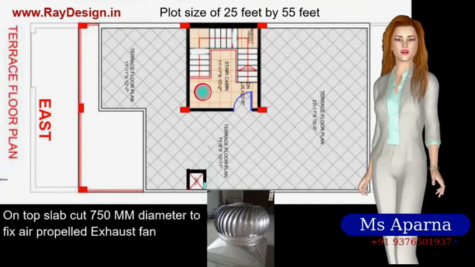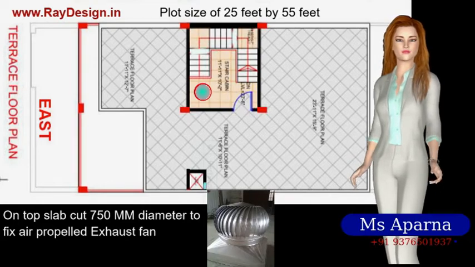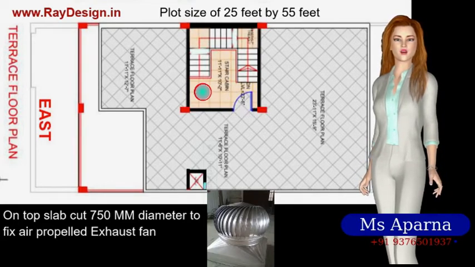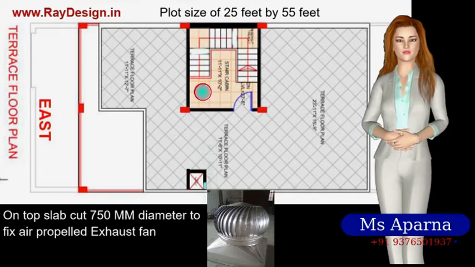Also plan a 750 mm diameter cutout to fix an air-propelled exhaust fan. This fan will allow the warm, light air to come out. This will create an automatic airflow from the ground floor windows. This airflow will make all the floors cooler.